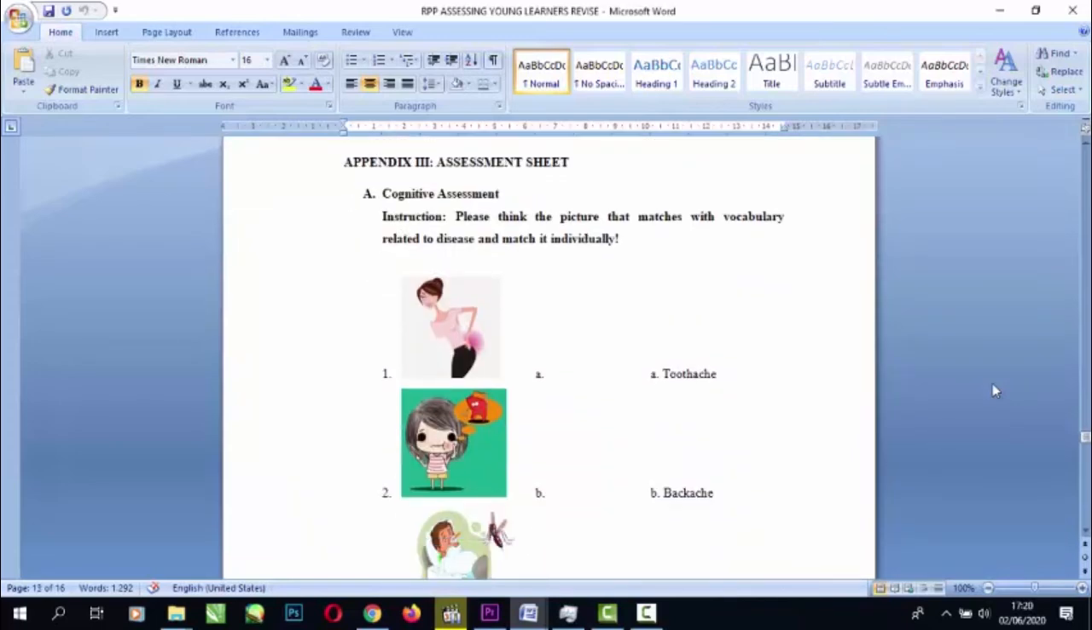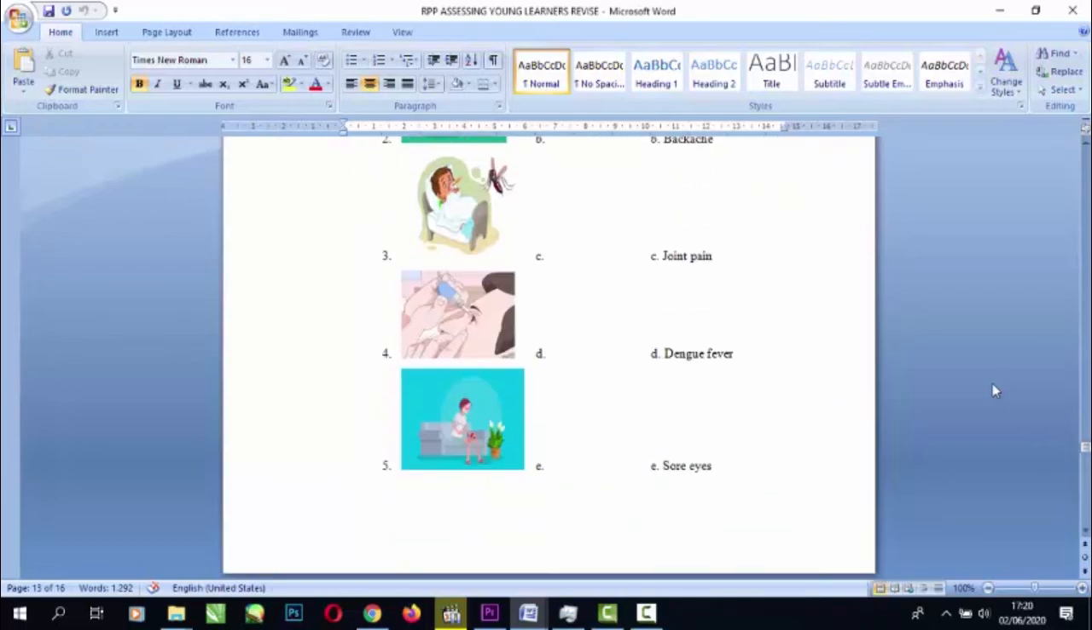In Appendix 3, we have 2 assessment sheets here. The first is cognitive assessment. Here we have matching tasks between pictures and vocabularies about disease. We design the tasks to check the students' understanding towards the material. These tasks are related to basic competency 3.4, which is in C1.